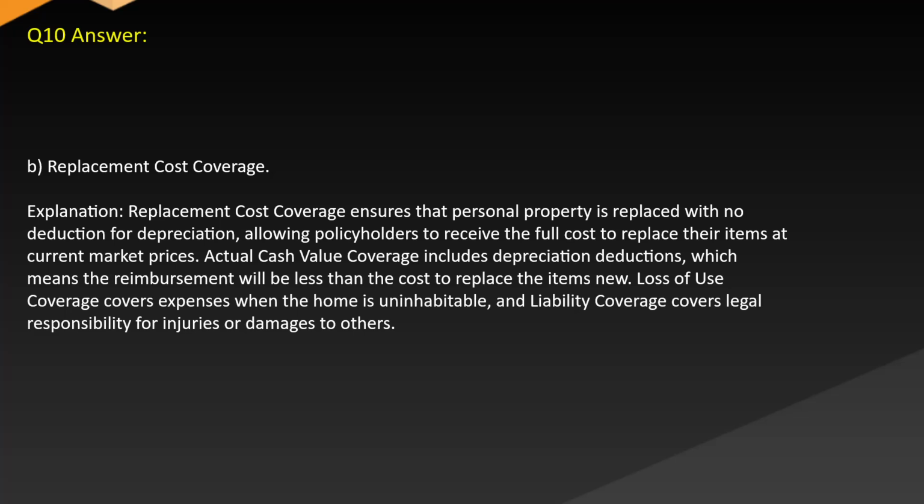Explanation. Replacement cost coverage ensures that personal property is replaced with no deduction for depreciation, allowing policyholders to receive the full cost to replace their items at current market prices. Actual cash value coverage includes depreciation deductions, which means the reimbursement will be less than the cost to replace the items new. Loss of use coverage covers expenses when the home is uninhabitable, and liability coverage covers legal responsibility for injuries or damages to others.